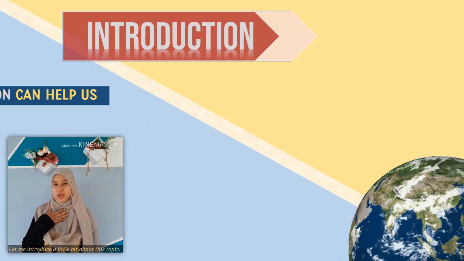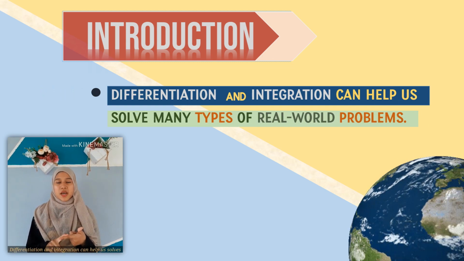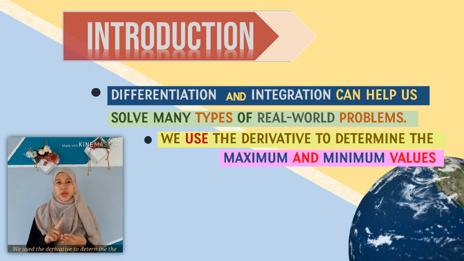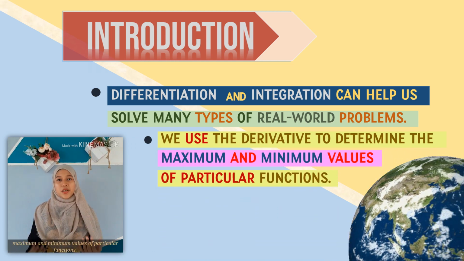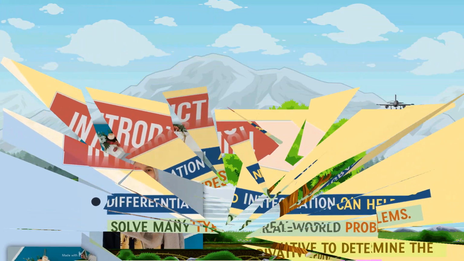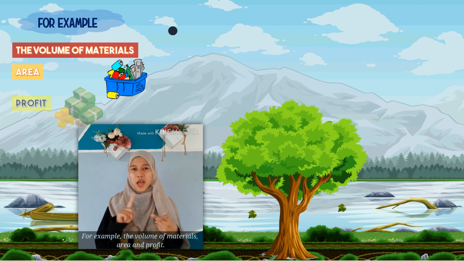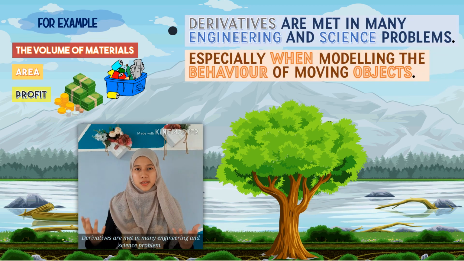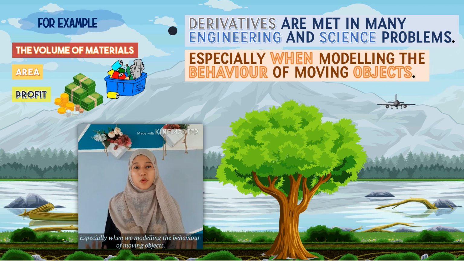Let me introduce a little bit about this topic. Differentiation and integration can help us solve many types of real-world problems. We use the derivative to determine the maximum and minimum values of particular functions, for example, the volume of materials, area, and profit. Derivatives are used in many engineering and science problems, especially when we are modeling the behavior of moving objects.